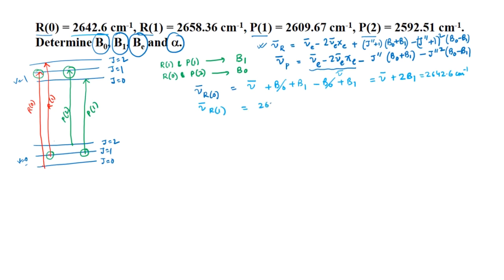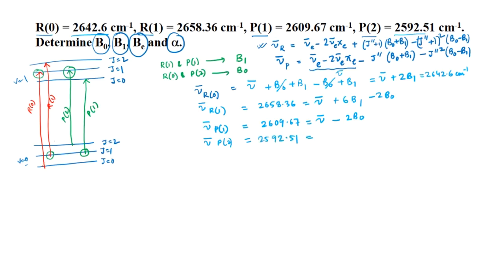Similarly, nu bar R1, which equals 2658.36, equals nu bar plus 6 B1 minus 2 B0. Similarly, nu bar P1 is given as 2609.67, and this is nu bar minus 2 B0. And nu bar P2, which is 2592.51, is given by nu bar minus 2 B1 minus 6 B0.